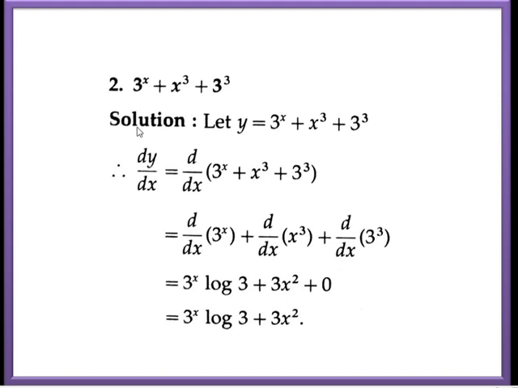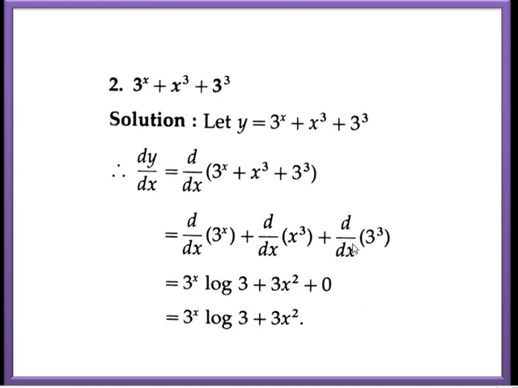The next one: let y be 3 raised to x plus x cube plus 3 cube. Differentiating both sides with respect to x, the derivative of a raised to x is a raised to x log a. So the derivative of 3 raised to x is 3 raised to x log 3. The derivative of x raised to n is index into x raised to index minus 1. So the derivative of x cube will be 3, that is the index, into x raised to index minus 1, 3 minus 1, that is 2. And finally, the derivative of any constant is always 0.